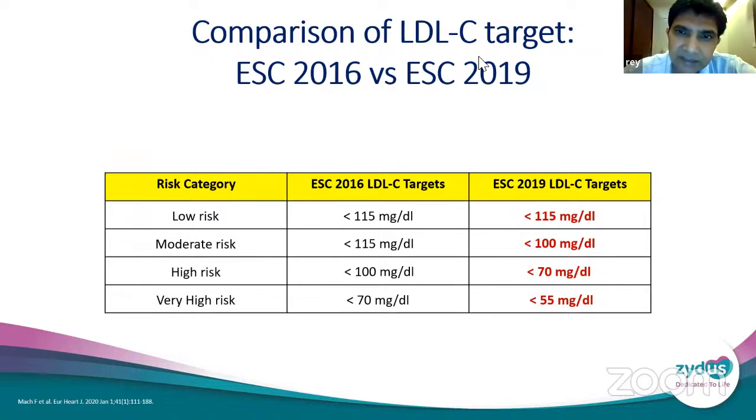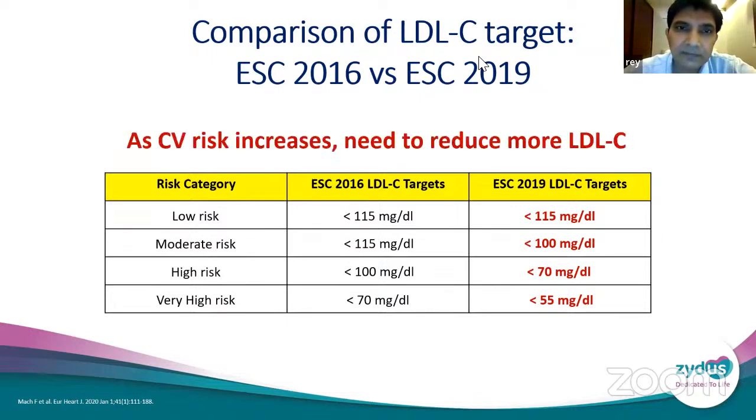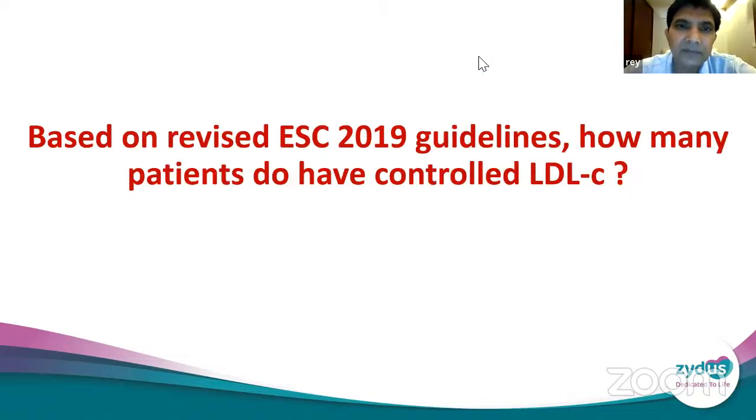But for the very high risk and high risk groups, it was previously less than 70 in the very high risk group, but now it is less than 55 mg% in ESC 2019. So as the cardiovascular risk increases, we need to reduce the LDL cholesterol to as low a level as possible.